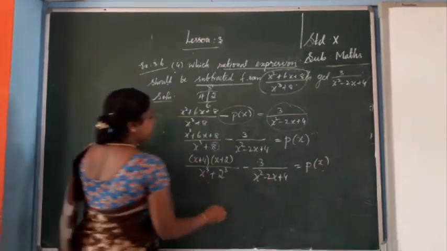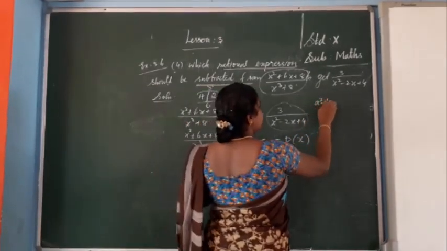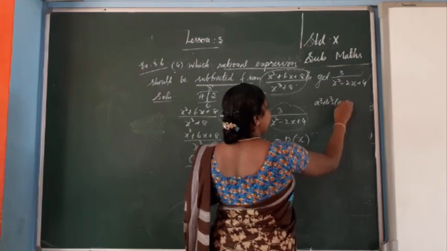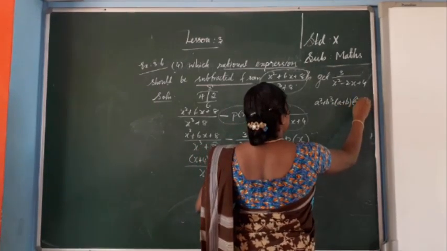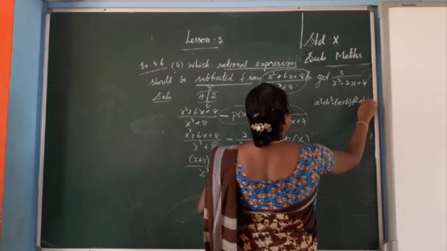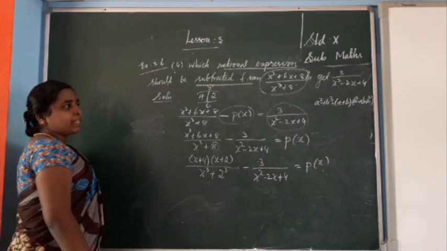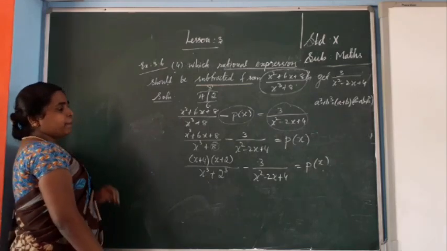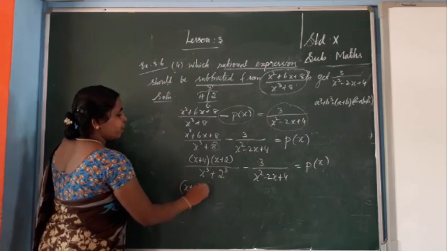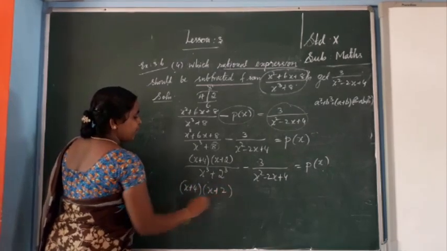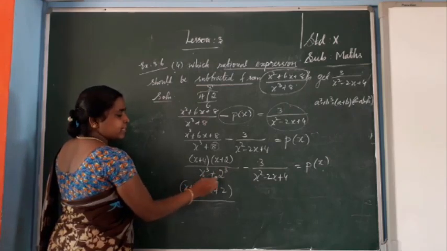Okay, next step. Here we expand a cube plus b cube. A cube plus b cube formula is a plus b into a square minus ab plus b square. Okay, expand here. X plus 4 into x plus 2 divided by a cube plus b cube. Instead of a, what is here? X. Instead of b, 2.